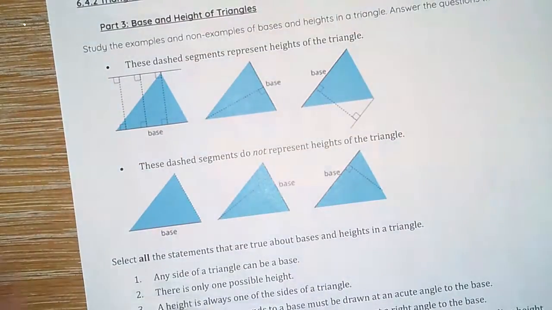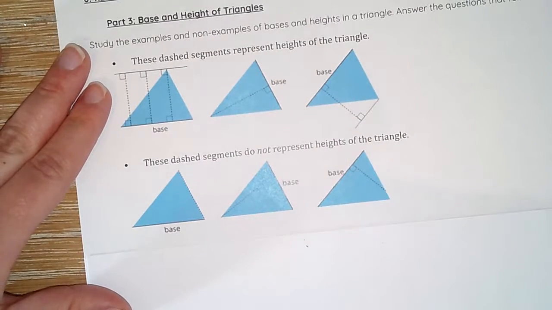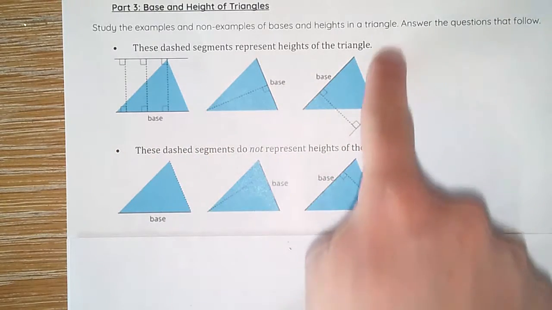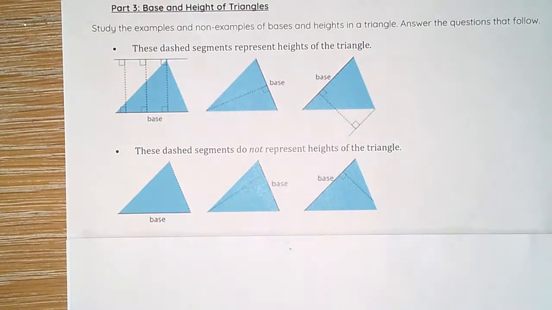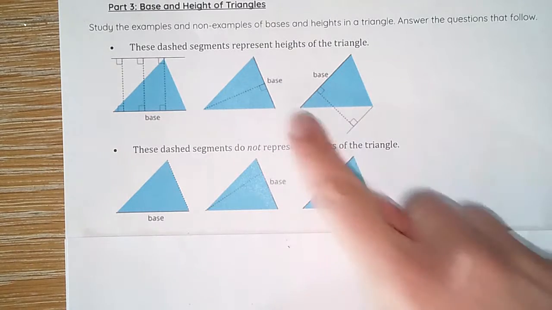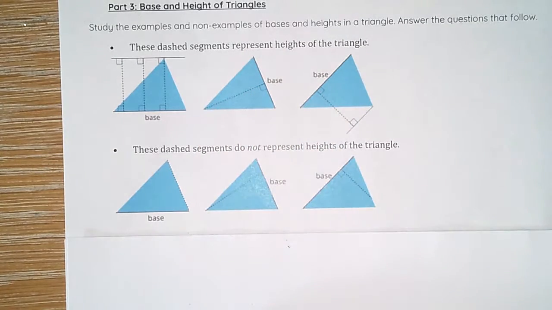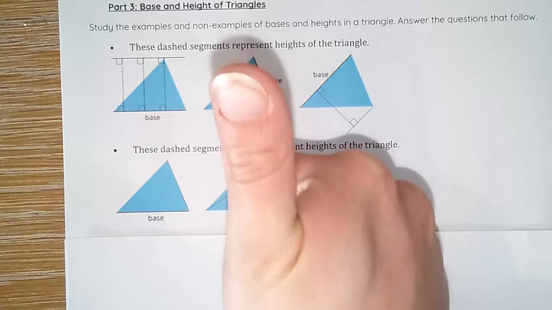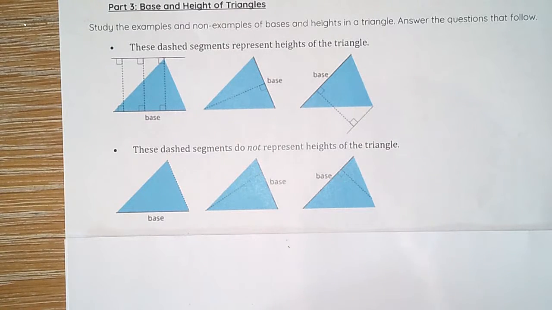All right, let's go ahead and take a look here. We've got some examples and non-examples. Here are appropriate ways to draw the base and height. So this is the base, and then these are all potential heights. A base, height, base, height. These are good examples for the base and the height appropriately drawn.